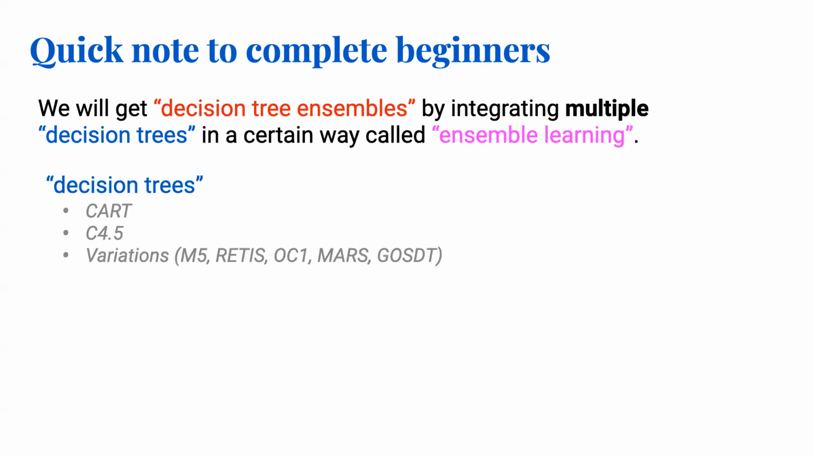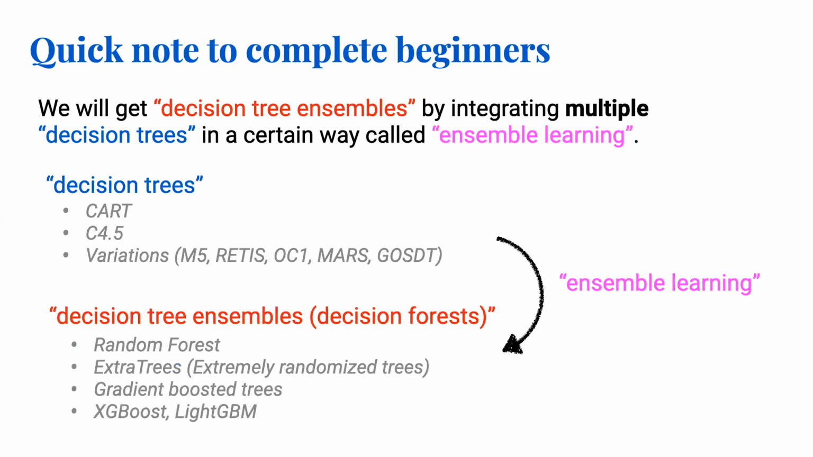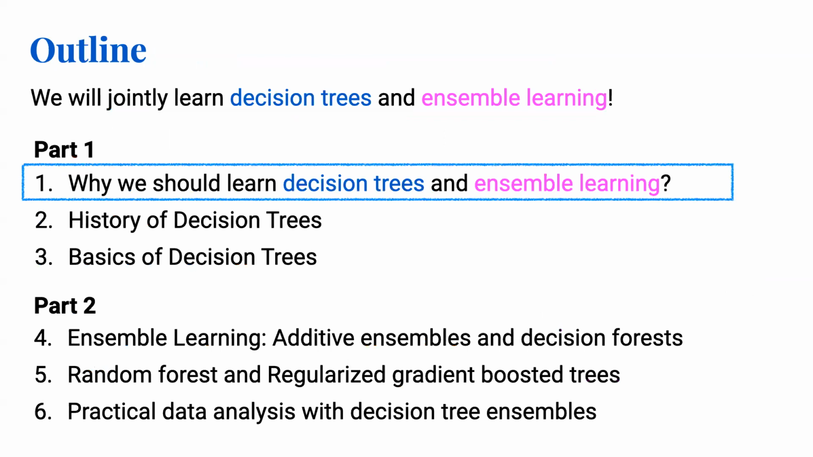In short, there are some algorithms for decision trees, like CART and C4.5. If we apply ensemble learning techniques to these decision trees, then we will have decision tree ensembles, or sometimes we say decision forest. Forest means a set of trees. The most widely known one is the random forest algorithm. We will also cover some variations called extra trees and gradient boosted trees tomorrow.